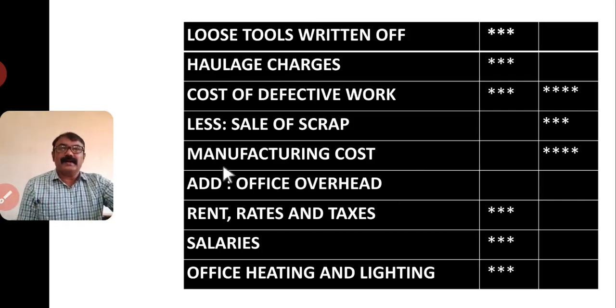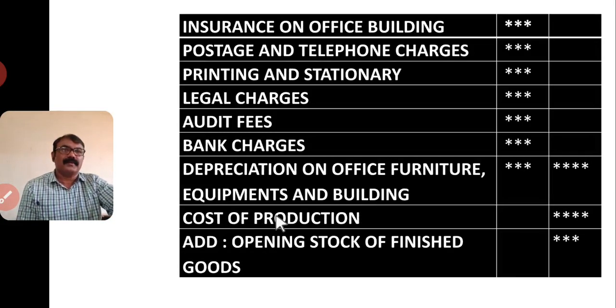And adding office overhead to the manufacturing or works cost, factory cost, we get... In case of factory overheads or the administration overhead, certain items will be there, like rent, rates and taxes, salaries, insurance on office building, postage and telegram charges, printing and stationery, legal charges, audit fees, bank charges, depreciation on office furniture, equipment and building. These all items should be added and written in the outside column.